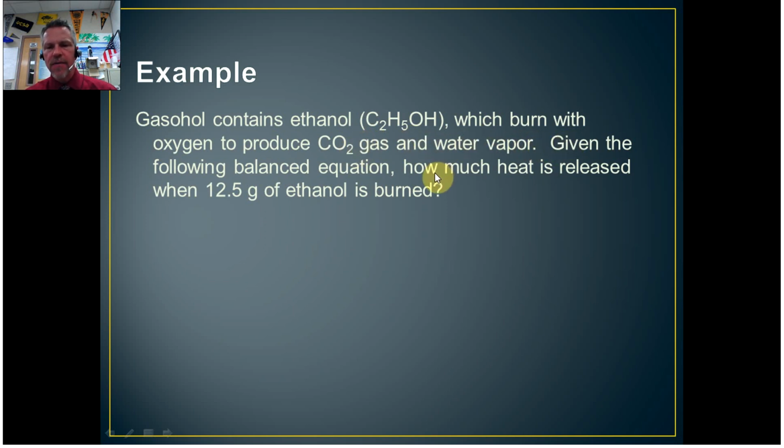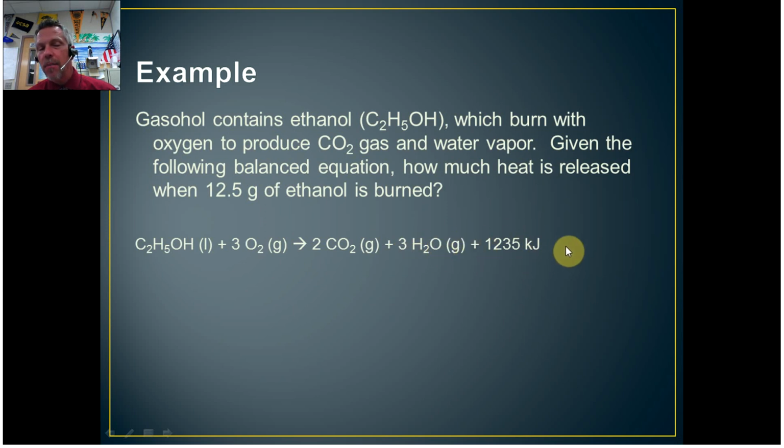All right, so if I give you a balanced equation for this, you can calculate how much heat is released in this exothermic reaction when you burn a certain amount of ethanol. So here is our balanced chemical reaction. We have ethanol, C2H5OH, it's a liquid, and 3 oxygen molecules will combine to produce 2 carbon dioxide gas molecules and 3 water molecules, plus a bunch of energy.